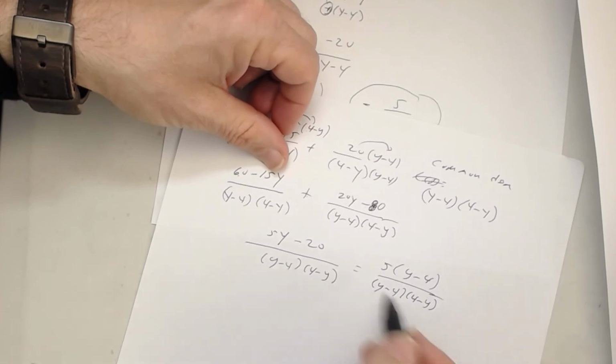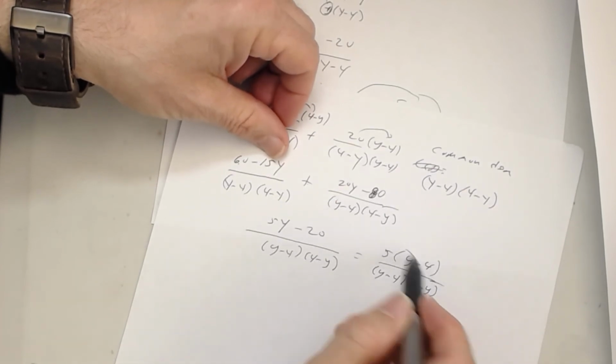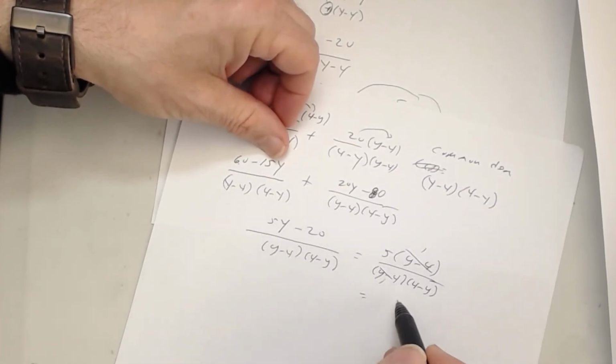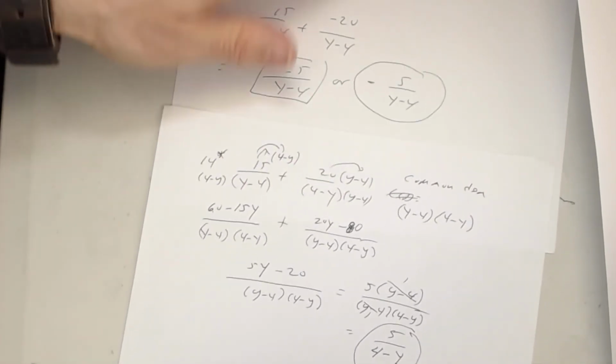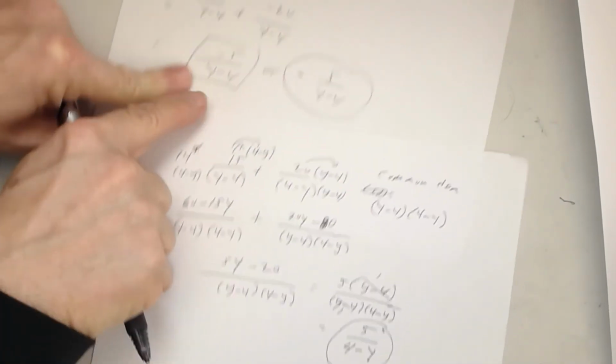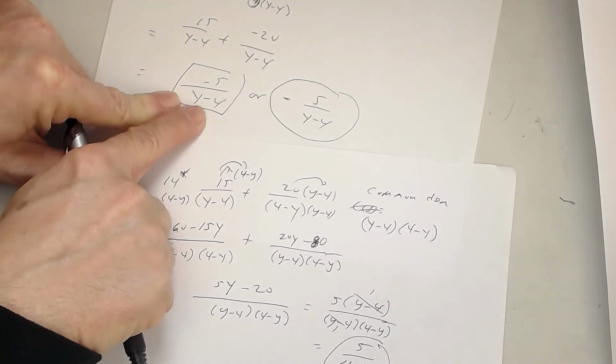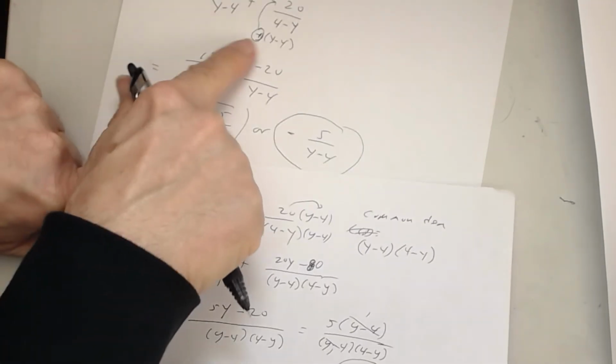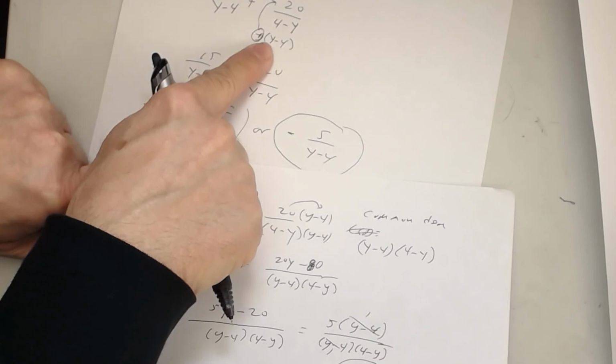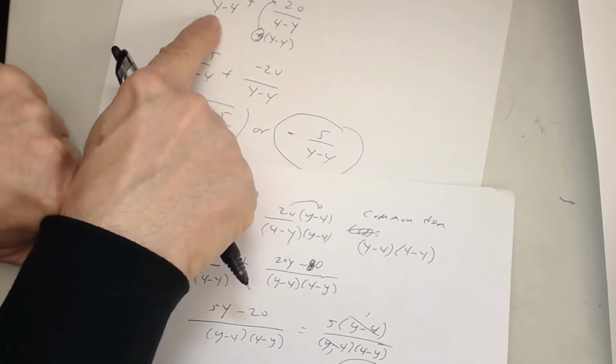Okay. What can I do? The y minus 4 is divided out, so I'm going to end up with 5 divided by what? 4 minus y. That could be another answer. Notice, though, I want to show you something. See how we got negative 5 divided by y minus 4? That's because we said the LCD was, we factored out the negative 1 from this one. But if I had factored out from this one, the y minus 4, I would have gotten this answer.